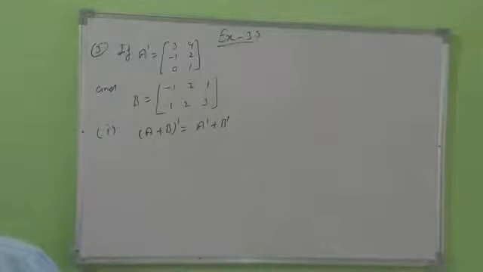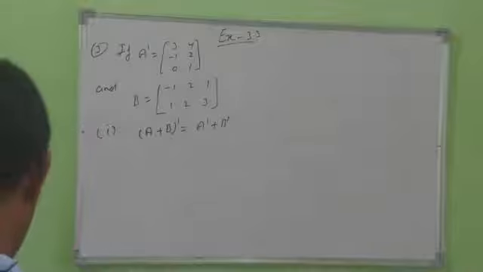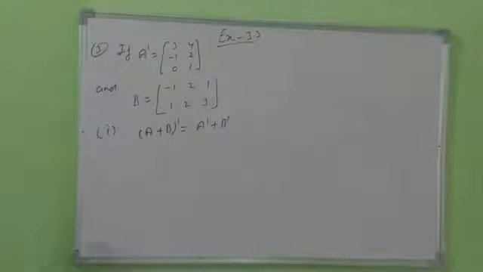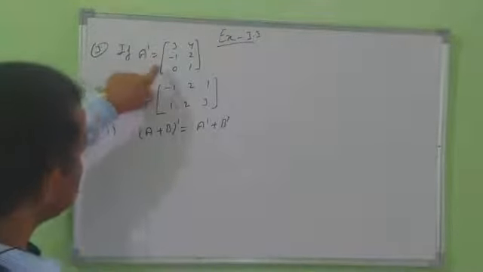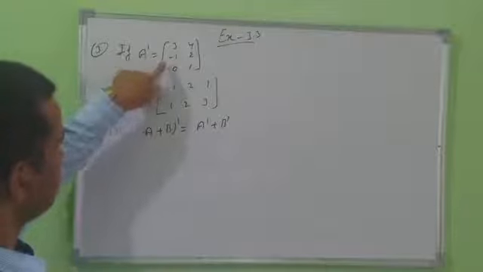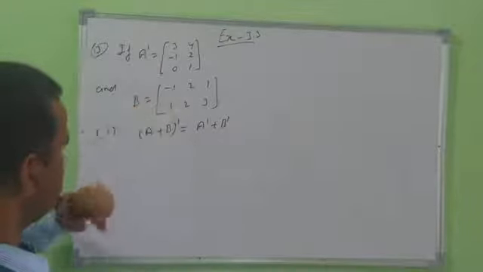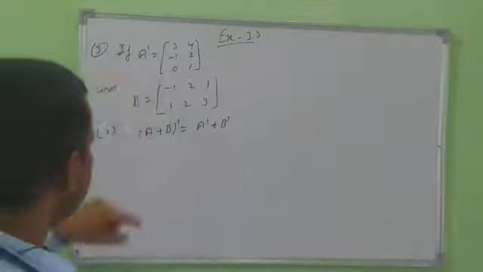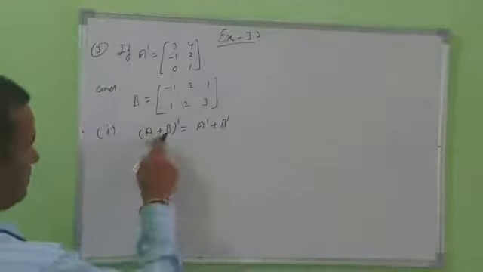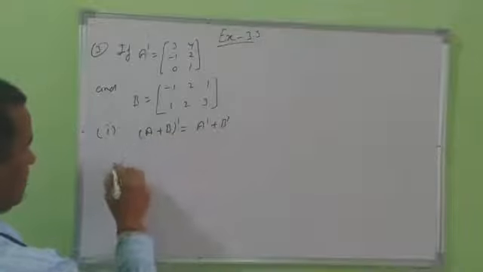Now look, this is the original given matrix, this is the transpose of the matrix, and this is the original matrix of B. So first of all you will find the original matrix of A plus B. What is A plus B? When the original matrices are added, both here.